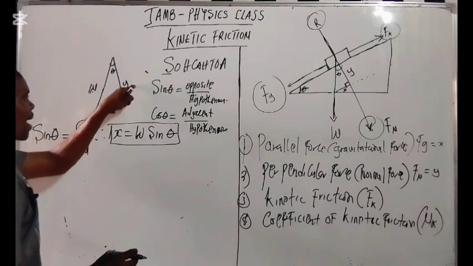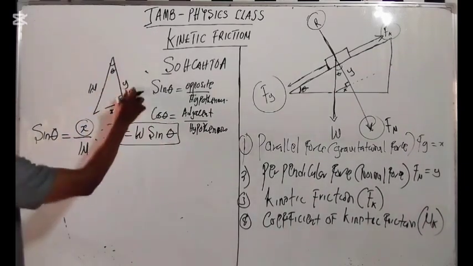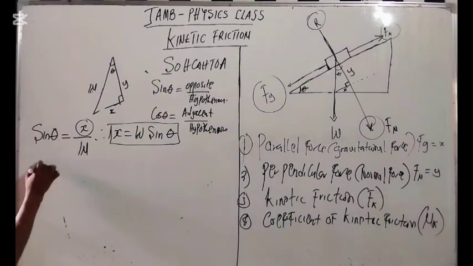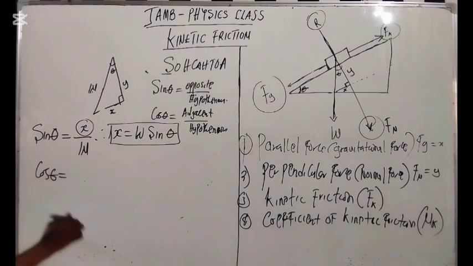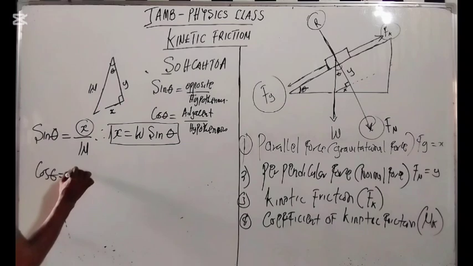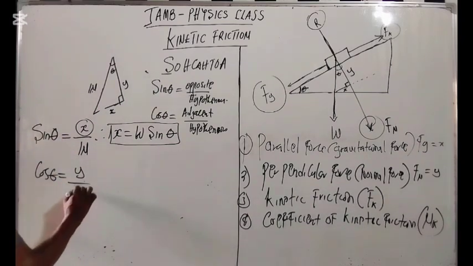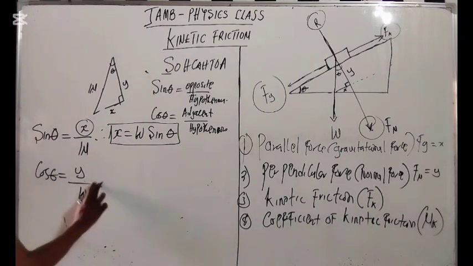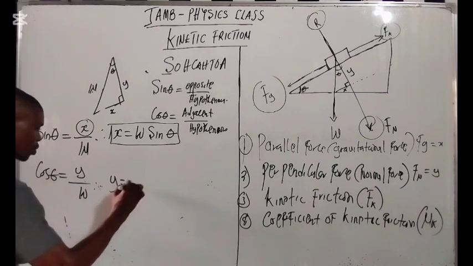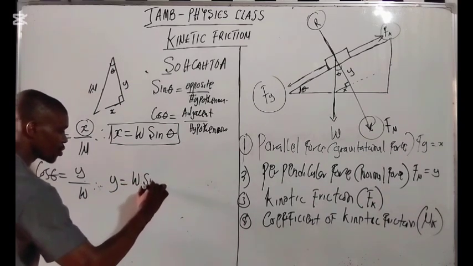Now let's look at this y here, which is the adjacent. We're going to use cos theta. Cos theta equals my adjacent, which is y, over W here, right? Therefore here I have my y equals W cos theta.